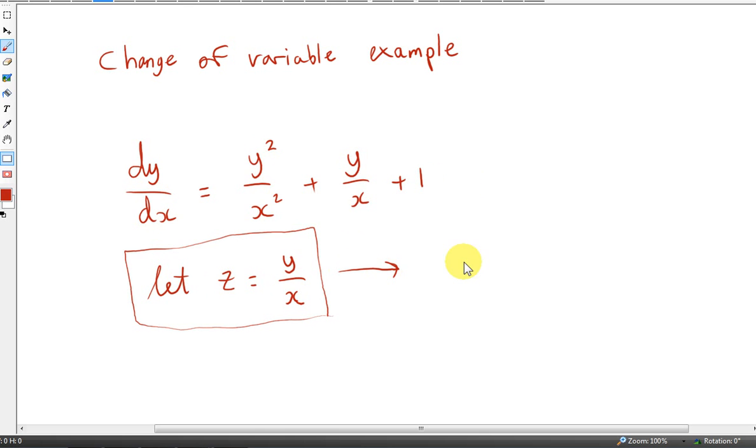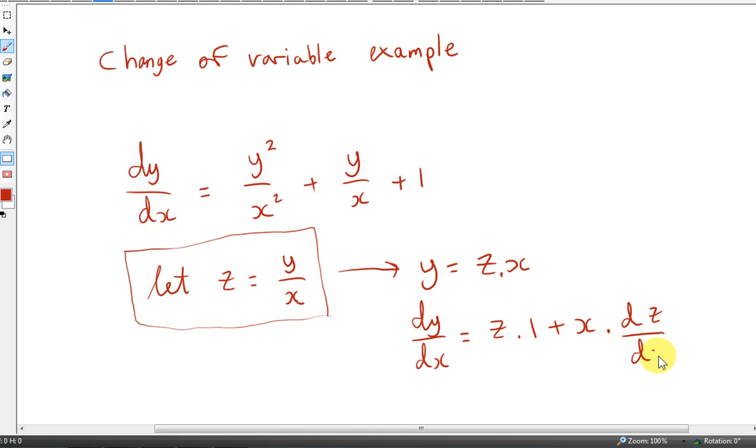Well, we can rearrange this to write it as y equals z times x. Let's differentiate both sides with respect to x. So differentiate y with respect to x, we get dy dx. And we use the product rule here because z is a function of x, and x is obviously a function of x. So we take the first function times the derivative of the second function. So z times the derivative of x with respect to x, well, that's just 1. Plus the second function x times the derivative of the first function with respect to x. So we're using the product rule here.